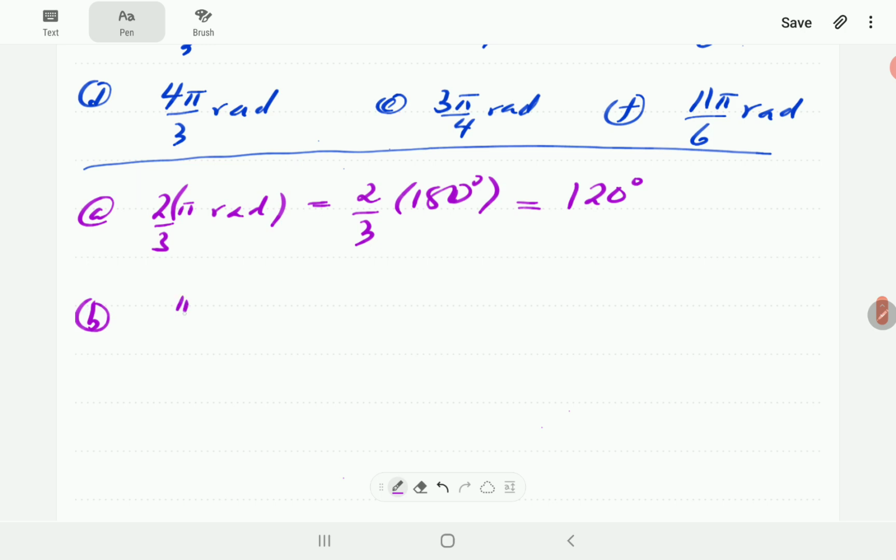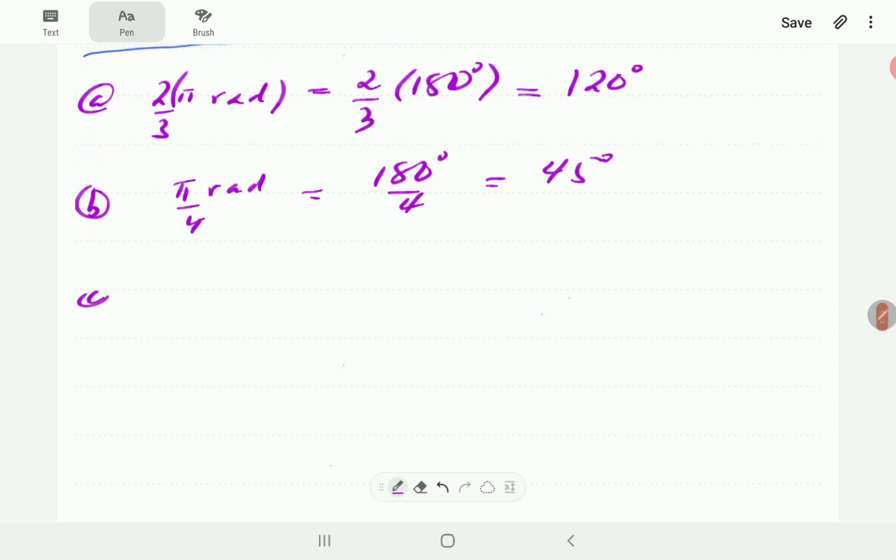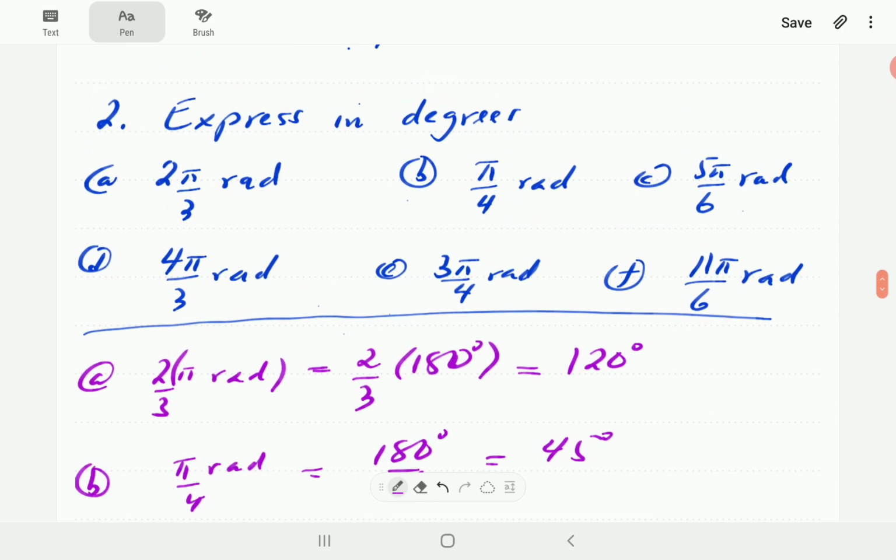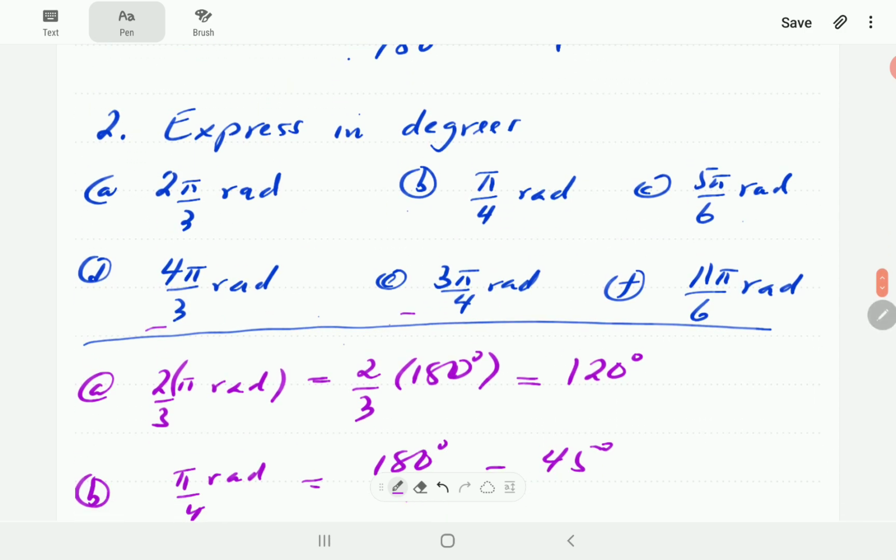Then for B, we've got pi radians over 4, so that's simply going to be 180 over 4, which is going to be 45 degrees. For C, got 5 pi over 6 radians, so it's going to be 5 on 6 times 180, so that's going to be 150. So please have a go at the other three, D, E, and F, and then you can compare with our answers.